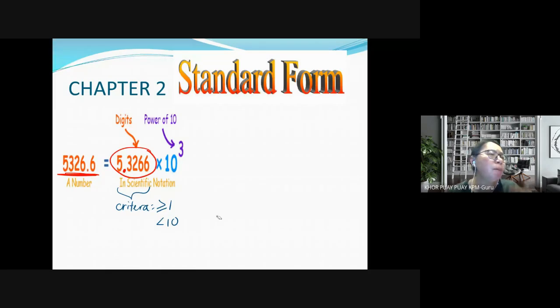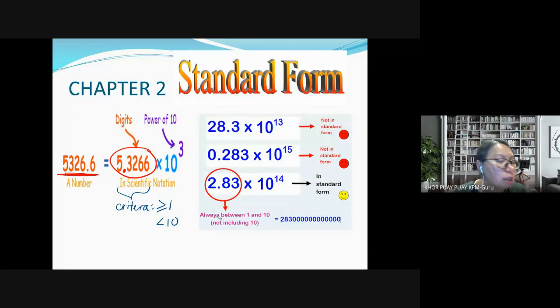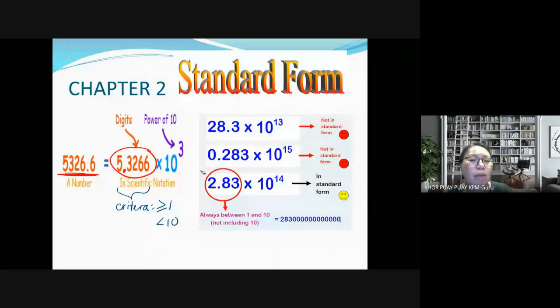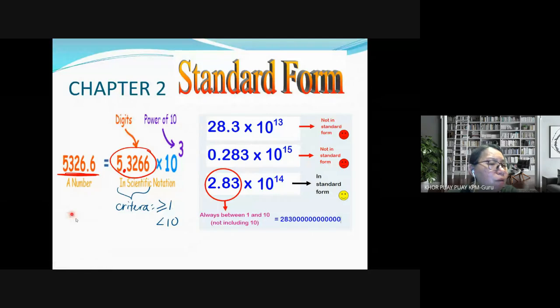Sometimes the question purposely wants to give you an answer that is more than 10. Then they want to test and see whether you understand the step. Standard form cannot have a number more than 10. So you have to be careful. Some students write their final answer as 28.3 times 10 power 13 already. They think, hey, this one is standard form already, correct. No, it's not, because the number in front here is already 28.